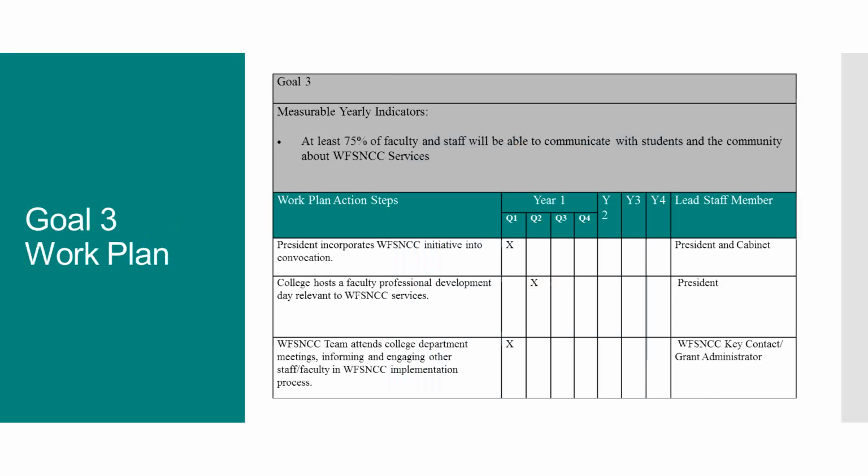And then on page 43, again, the work plan repeated throughout this document. One example I've provided for the measurable yearly indicator: at least 75% of faculty and staff will be able to communicate with students and the community about WFSN-CC services. So a possible work plan action step would be having the president incorporate the WFSN-CC initiative into your convocation, hosting professional development days relevant to WFSN-CC, and having your WFSN-CC team attend other college department meetings and informing and engaging them in the implementation process.